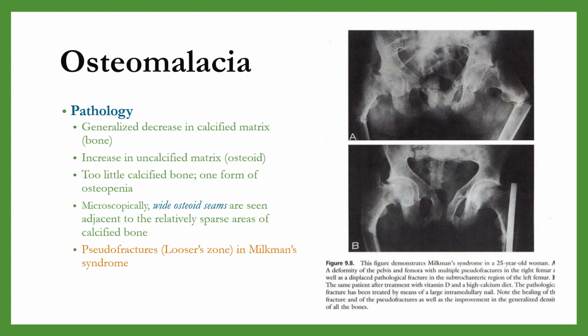Pathology of osteomalacia involves a generalized decrease in calcified matrix and also an increase in uncalcified matrix. Too little calcified bone results in one form of osteopenia. Microscopically, we could see wide osteoid seams. Pseudofractures or Looser's zones in Milkman syndrome.